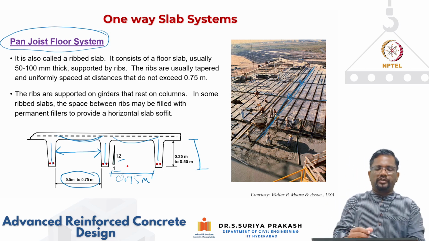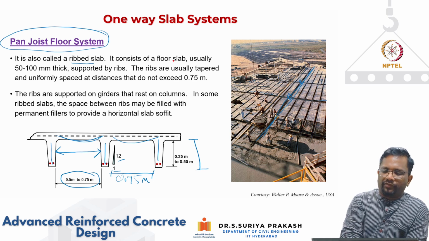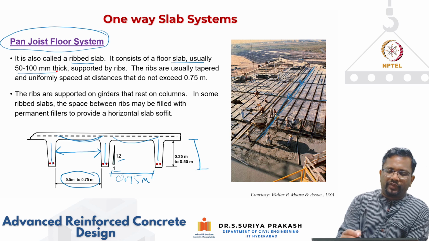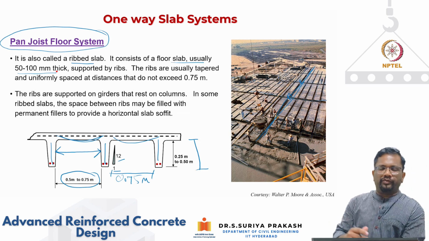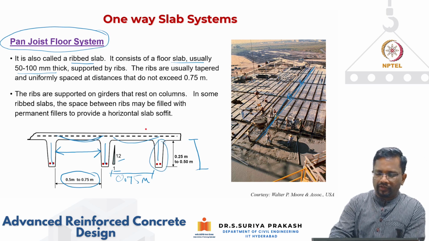So this type of slab is also called a ribbed slab, and usually it consists of a floor slab 50 to 100 mm thick. Usually we put about 100 mm thick or so, and then it is supported by small ribs or joists. So these are also called ribs or joists.